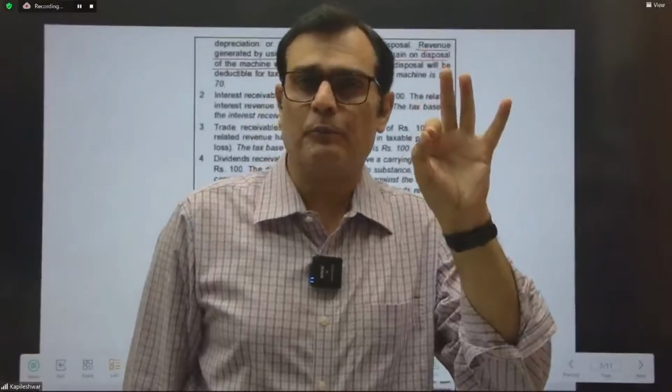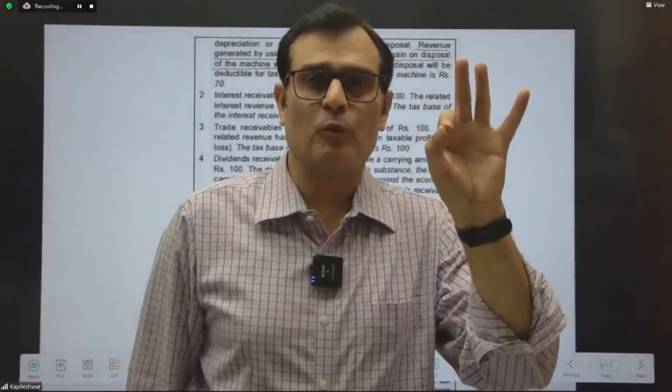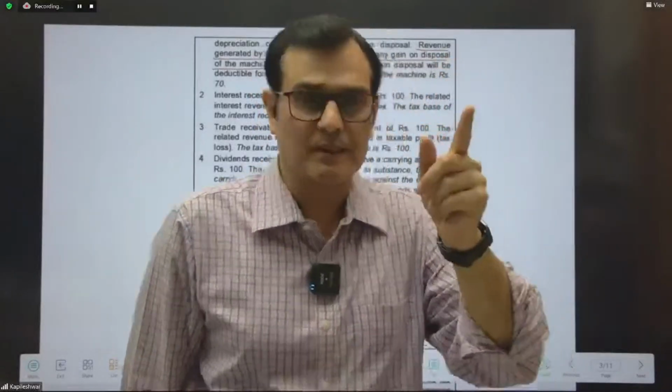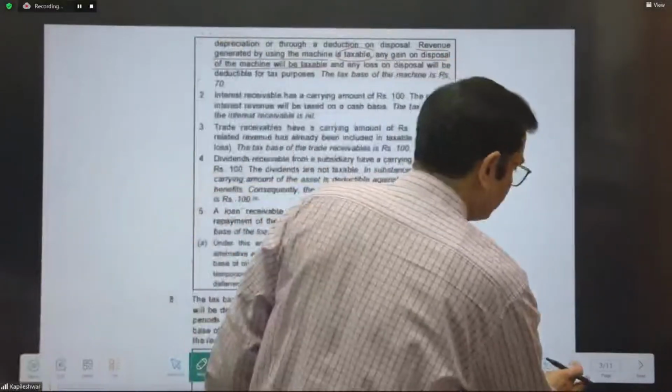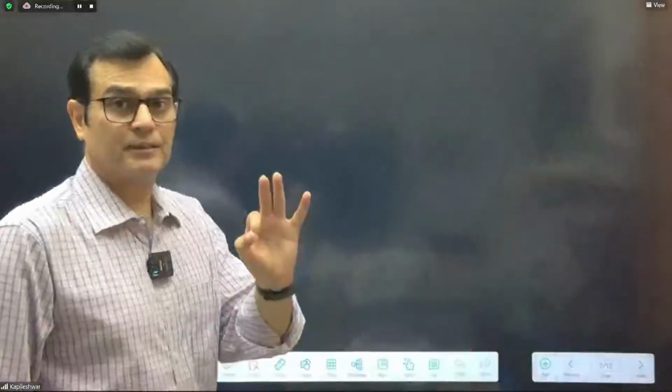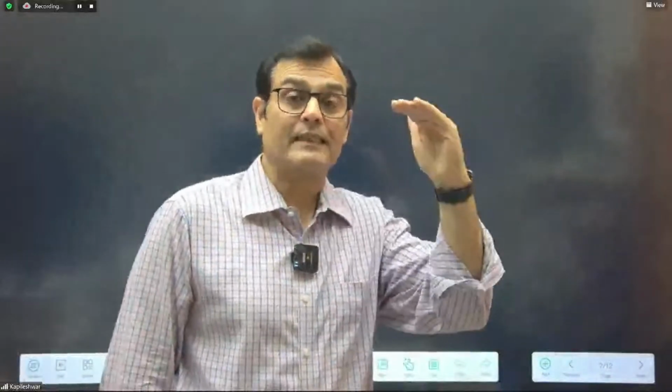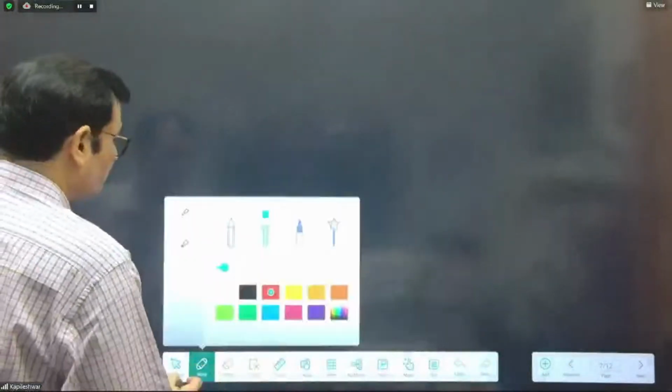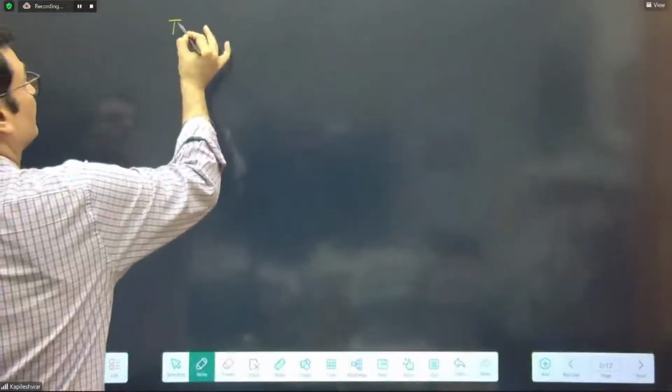Now what I'm going to do is give you a chart so that once you revise this standard in the future, you can do it in 2 minutes, because this chart is going to be very important. So I'm just going to add another chart at this stage, and this is going to be a complete understanding of the tax base. So let's make a wonderful chart on the tax base of an asset.